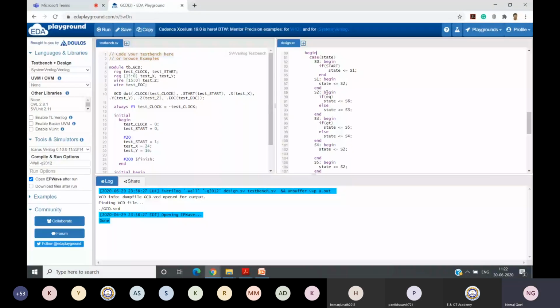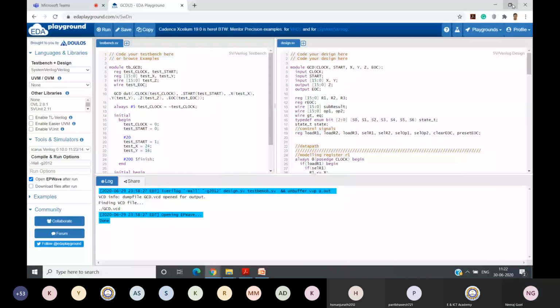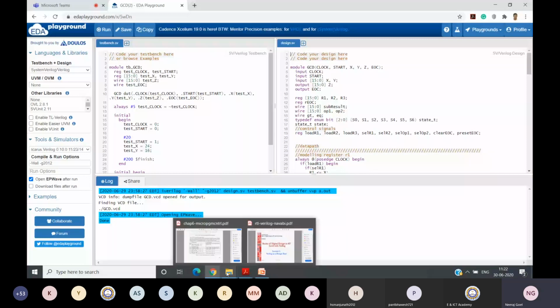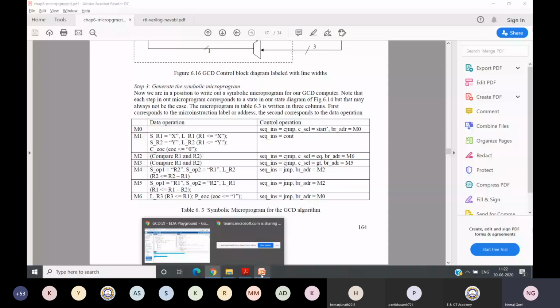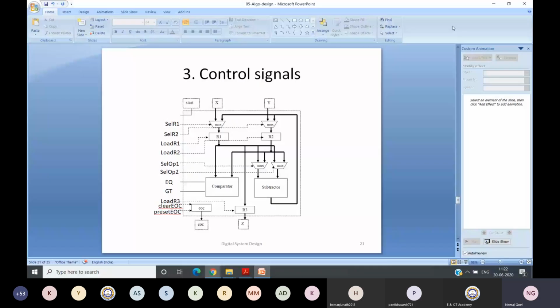Maybe what we can do is keep this in front of us. Sorry. Yeah. Remove this. We'll remove this. Keep this here.